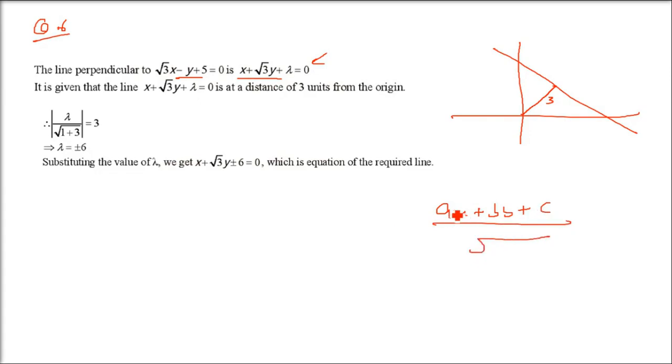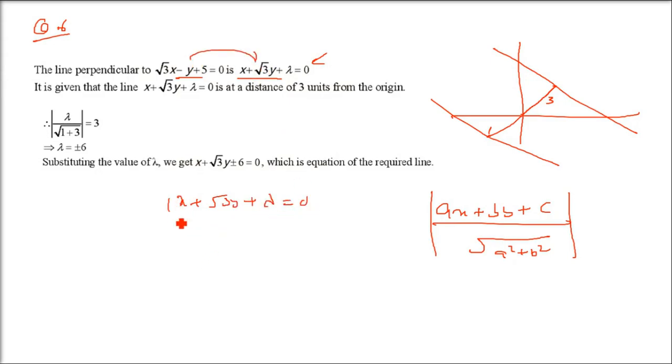And this under root a squared plus b squared. This is the distance. And distance can be negative or positive because it can be in both the directions. So you have to take a mod. That means you have to take plus minus both sides. So x plus root 3y plus lambda equals 0, because this line is perpendicular to root 3x minus y plus 5. So a is 1, b is root 3.